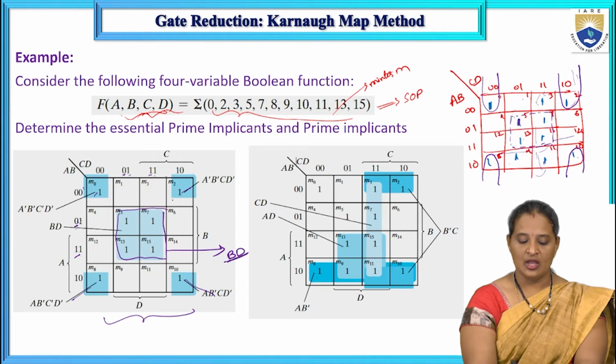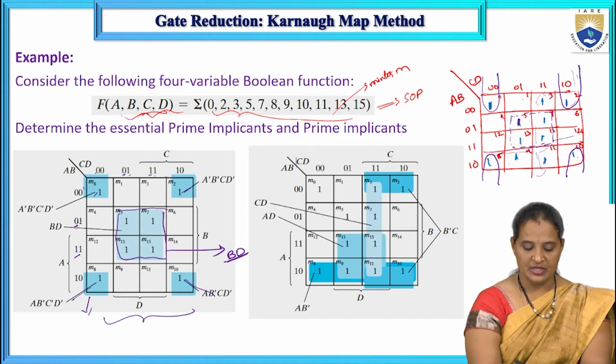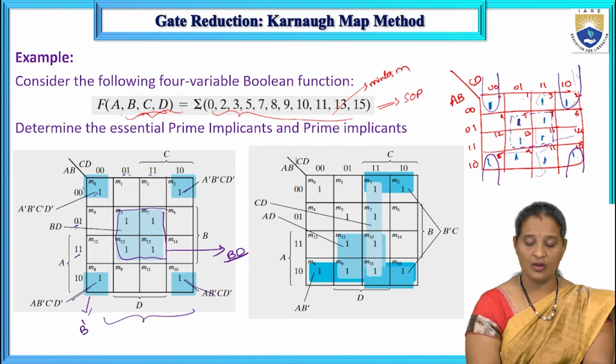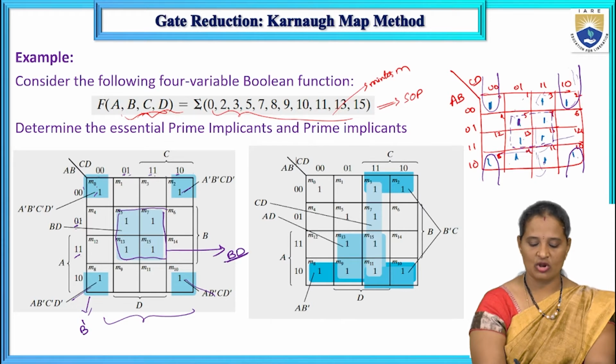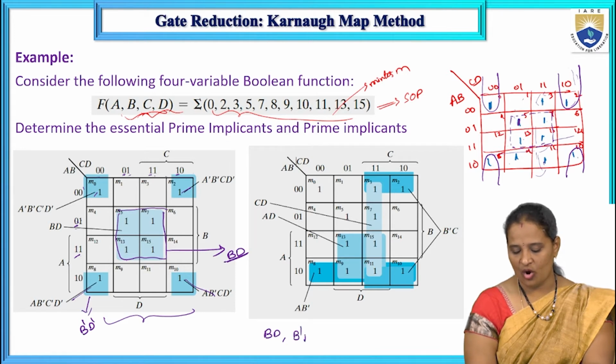That is BD. Now coming to the prime implicant of this group, which is formed by the corner elements. Corner elements means first row and last row. If you observe the first row and last row, A value is varying, so eliminate A, whereas B value is common, which is equal to 0. So take it in the complement form, so B complement. And now this group is formed by first column and last column. In the first column and last column, C value is varying, so eliminate C, whereas D value is common, which is equal to 0, and take it also in complemented form. So that means BD and B complement D complement are the essential prime implicants.